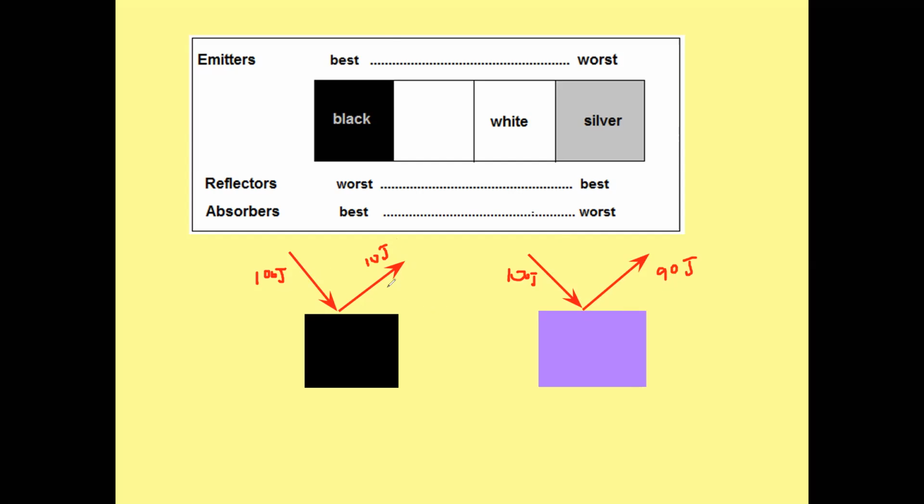The question is, which one is a good reflector? The surfaces are A and B. When you compare, which one is a good reflector? 100 joules is incident. Out of 100, 90 joules is reflected by B and 10 joules is reflected by A. So which one is a good reflector? Because most of the energy is bounced back, B is a good reflector. This one is a poor reflector.